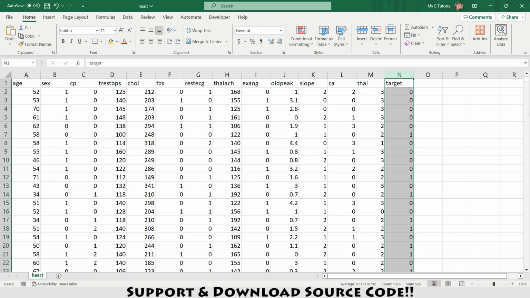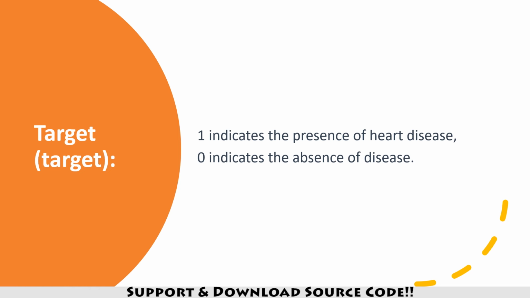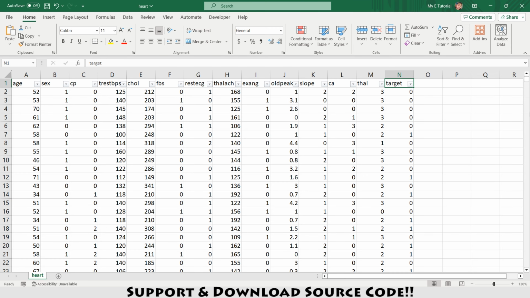And the last thing is the target. If the value of this column is 1, that means the heart disease is there. If the value of this column is 0, that means there is no heart disease. As you can see here, 1 indicates the presence of heart disease, 0 indicates the absence of disease. So basically this is the introduction of the data. Now we will be moving toward the analysis part.